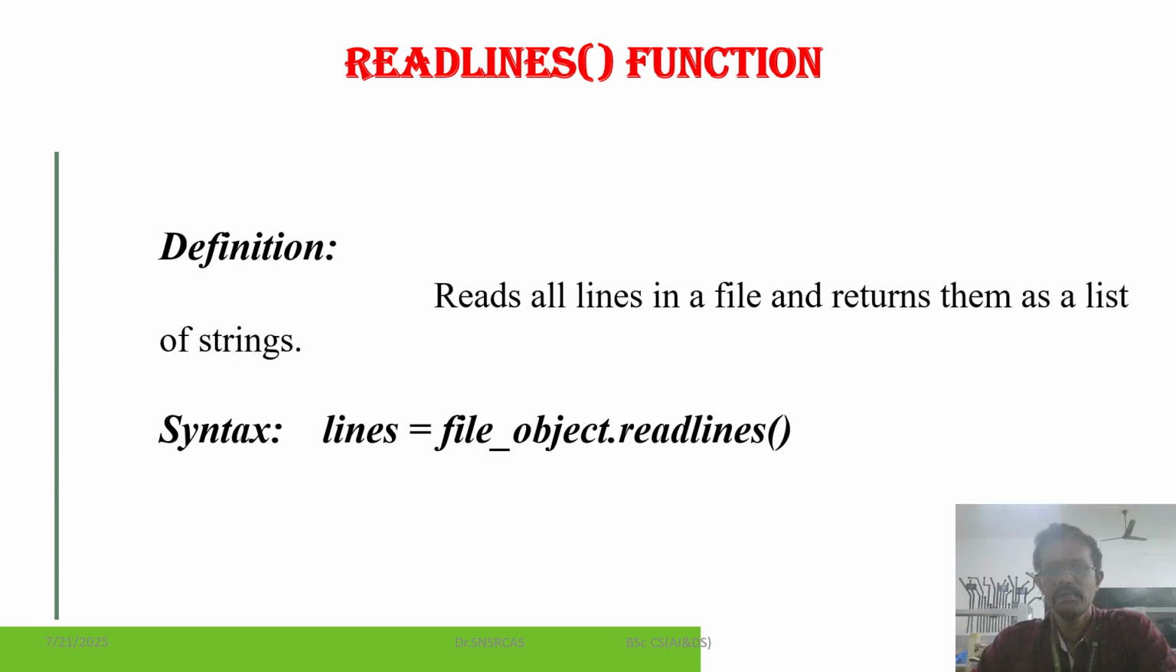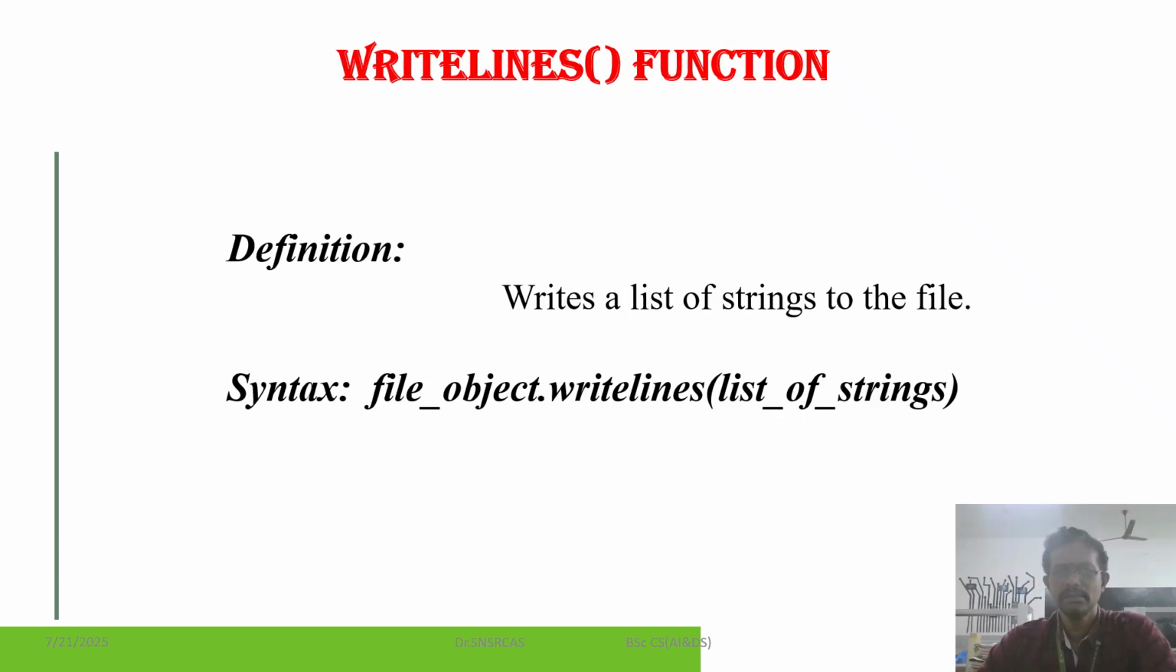Next one, we have the writelines function. What is meant by the writelines function is that it is used to write a list of strings to the file. So we can write a list of strings. What are strings? Strings are collections of alphabets. So we can write a list of strings to the file. The syntax is file_object.writelines(list of strings).